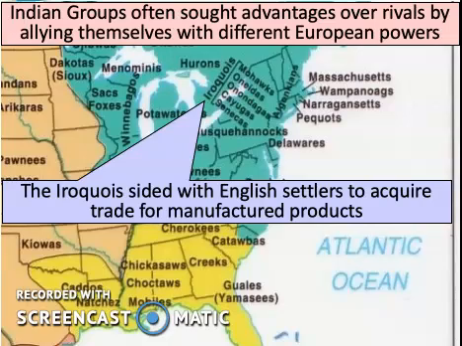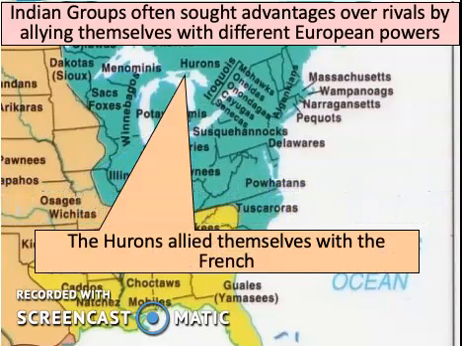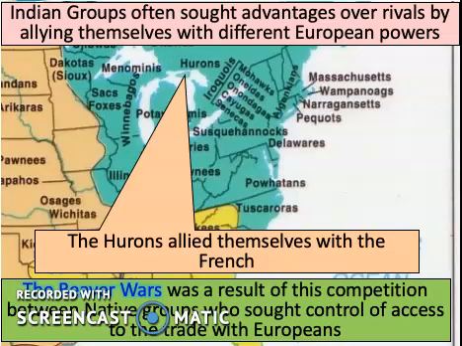For instance, the Iroquois Confederation, who you see there in upstate New York, of the Mohawks, the Oneidas, the Onondagas, the Cayugas, and the Senecas, are going to oftentimes side with the English to try and acquire manufactured goods. Their big rival will be the Hurons, who are in what is today Quebec. They ally themselves with the French. And this oftentimes leads to wars. This wasn't the only one, but this is probably the best example, because this leads to a series of wars that's called the Beaver Wars.